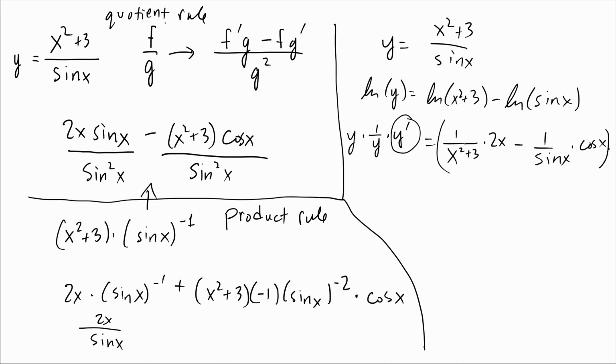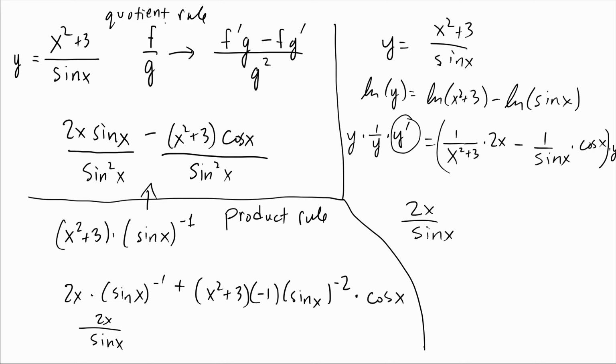Now, remember what y is. Y is the original fraction that we were dealing with over here. So x squared plus 3 over sine x. And when that multiplies in, this top will cancel with this. So x squared plus 3 over sine x multiplied to this term, the x squared plus 3 will cancel, and we'll be left with the sine x in the bottom. So it'll look like 2x over sine x. Hey, that looks like this term.